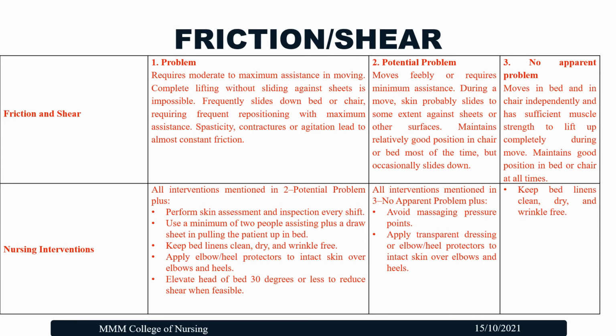Moving over to the final risk factor, that is friction or shear. Friction and shear are significant risk factors for producing pressure injuries. This category only has 3 ratings, unlike the other categories that have 4 ratings, and is rated by whether the patient has a problem, potential problem, or no apparent problem in this particular area. And the associated nursing interventions are also described here in this table.